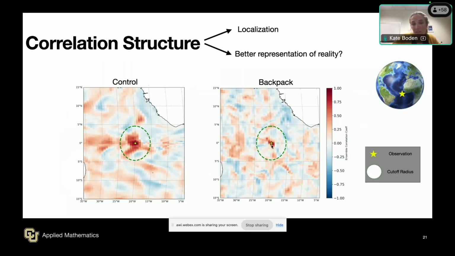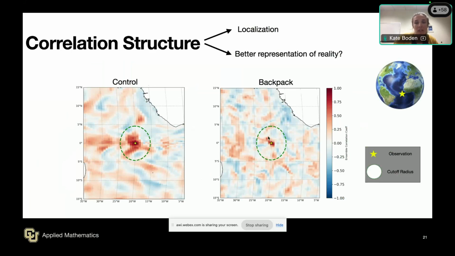But in the case of backpack, if you use the same localization, then you would probably be updating based on a lot of spurious correlations, which is going to decrease your performance. And we actually saw that when we initially tried to run the simulations with the same cutoff. So a recommendation would be, if you have stochastic backscatter or even deterministic backscatter, maybe reducing your radius. But we also want to compare this to real data sets about the spatial correlation structure for temperature.